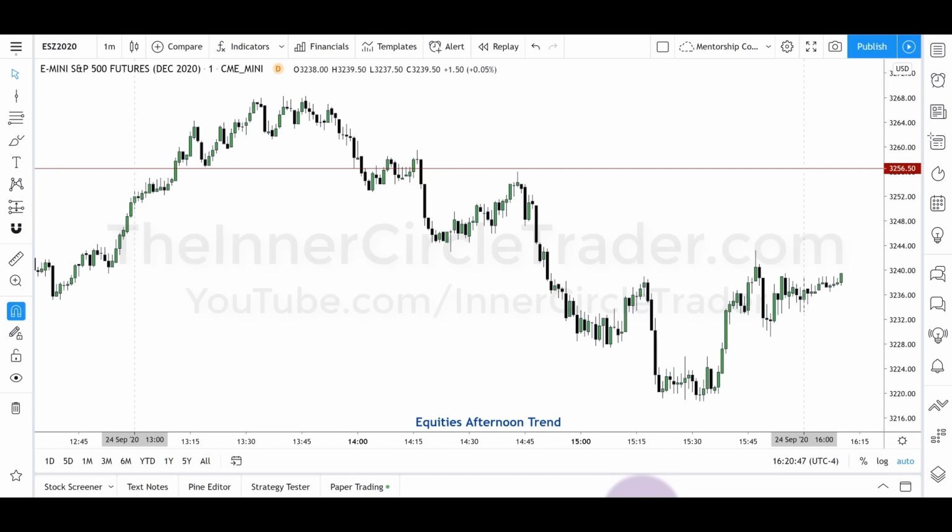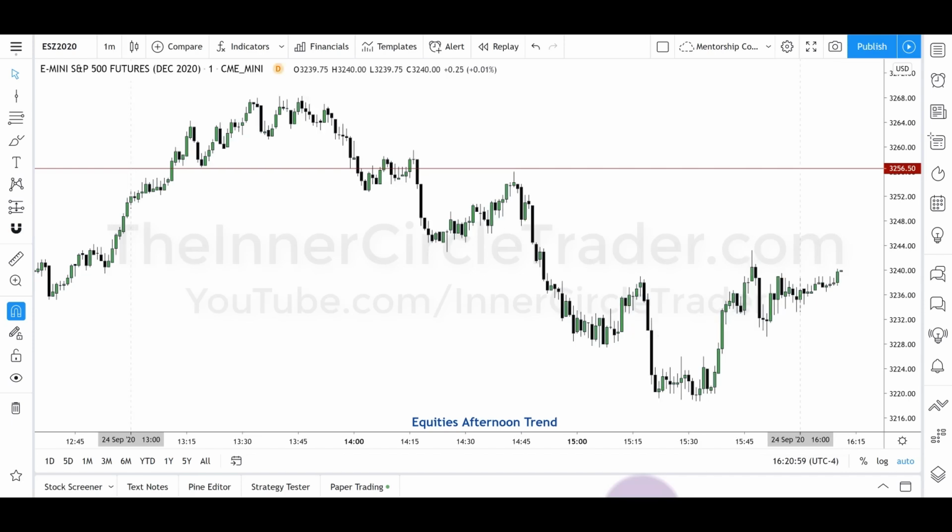Now, if you're a stock trader, and I don't know if any of you are actually intraday trading stocks, you can focus on this time of day, or you can look at 9:30 in the morning to 11 in the morning Eastern Standard Time. That's the morning trend for equities. The same thing would apply to equity futures or index futures like NASDAQ futures, NQ, ES for E-mini S&P, and the YM for the Dow futures.